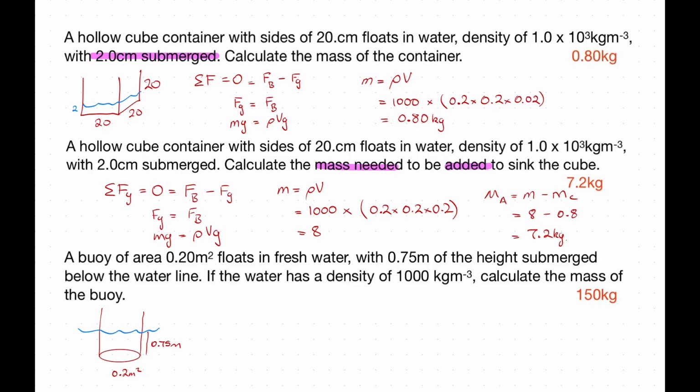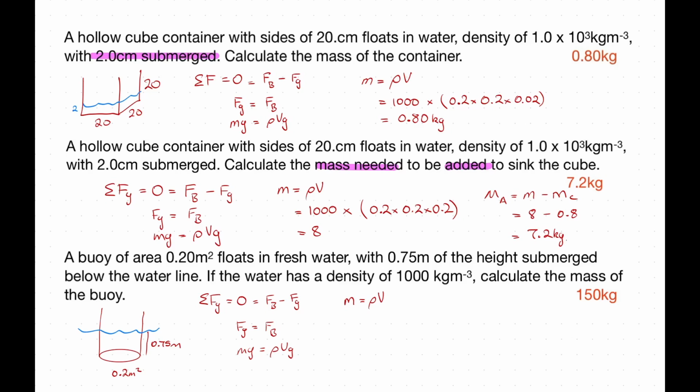Exactly the same as my other calculations, it's saying that it's floating. So the sum of my forces in the y is going to be equal to 0, which is going to be equal to my force of buoyancy minus my force due to gravity. Force of gravity is equal to our force of buoyancy. mg is equal to rho vg. Therefore, again, I get my m is equal to rho v.